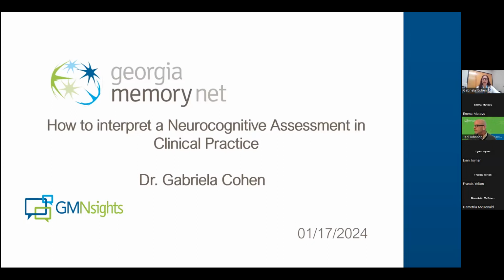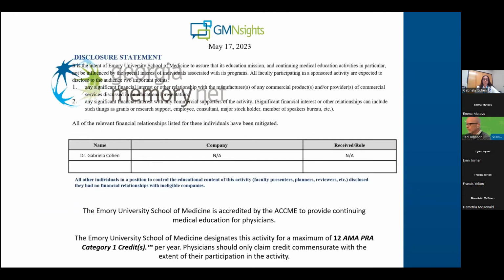So today, we're going to talk about how to interpret a cognitive assessment, the kind of cognitive assessment that we do here in Georgia MemoryNet. And we're going to present a case so I can show you what the report of a cognitive assessment looks like. I have no conflict of interest, and I'm not a neuropsychologist. I'm a memory provider, I'm a memory expert, and I've been trying to interpret this cognitive assessment for a long time, so I will try to share my experience, but I'm not a neuropsychologist.